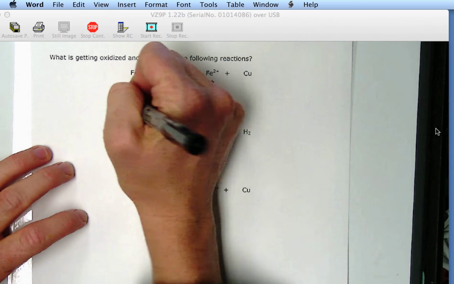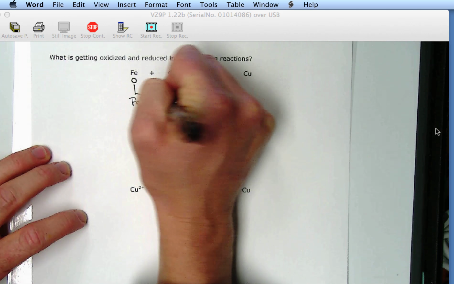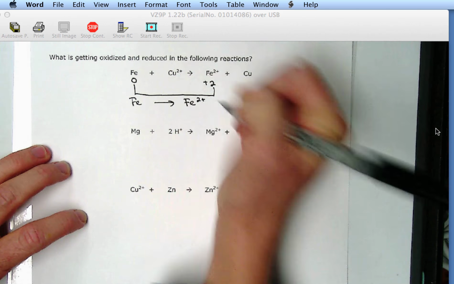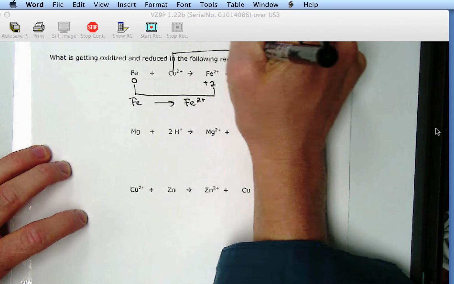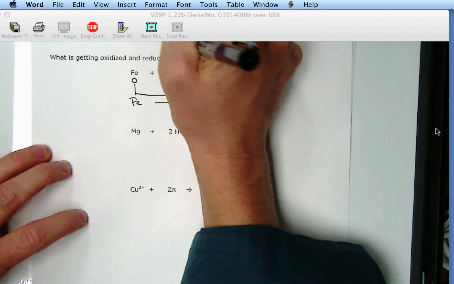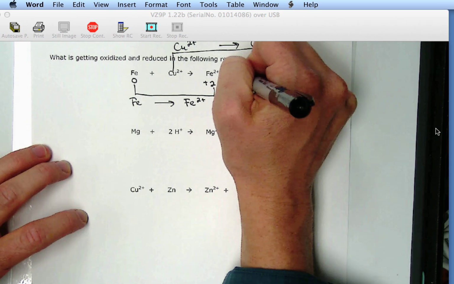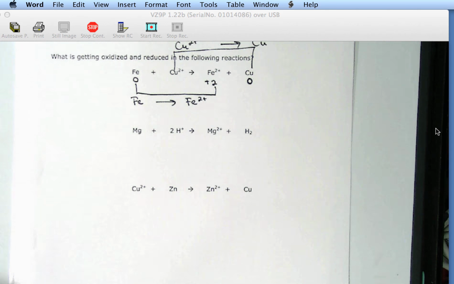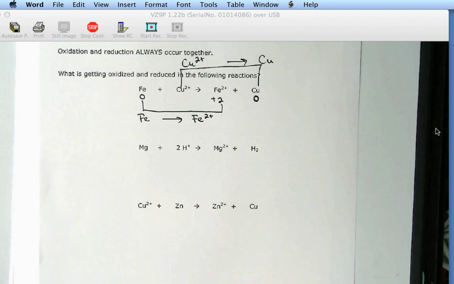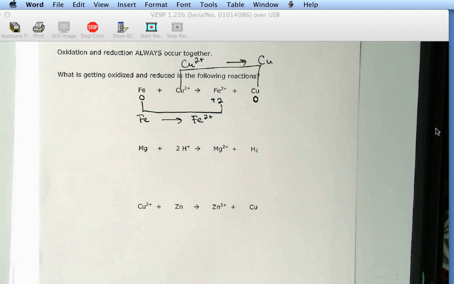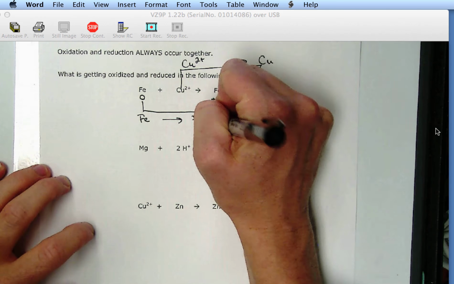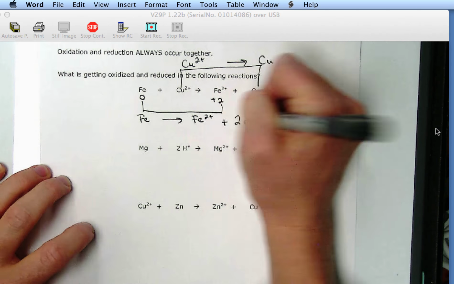So in this case, you have iron going to iron 2+. And then the other side of the reaction, you have copper 2+ going to copper metal. And this is a charge of 0. Where are my electrons? Where should they be? So is iron gaining or losing electrons? Losing electrons. So it's losing 2 electrons.